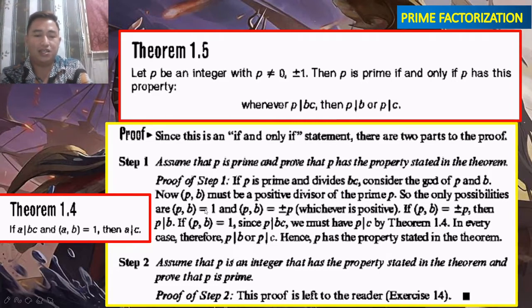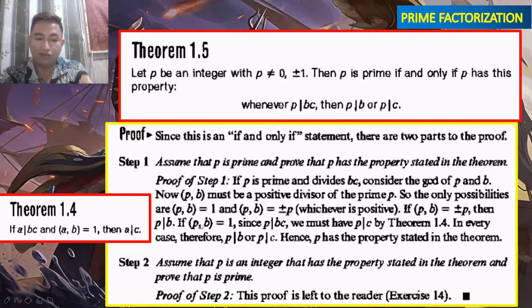Now, the other case: the GCD of P and B is equal to 1. Since P divides BC, we must have P divides C by Theorem 1.4. A divides BC, here it is P that divides BC, which is our assumption. And the GCD of P and B is 1, so combine the two.